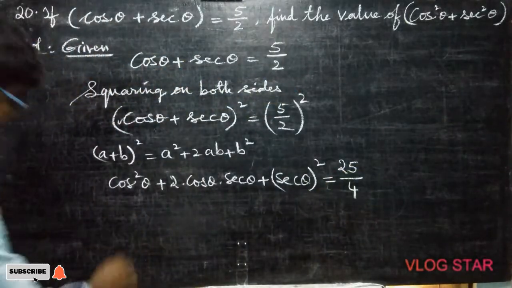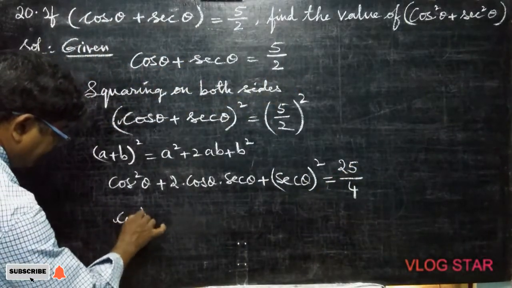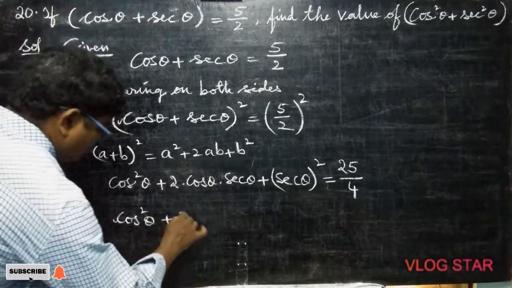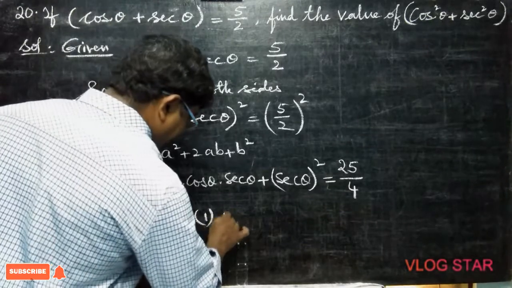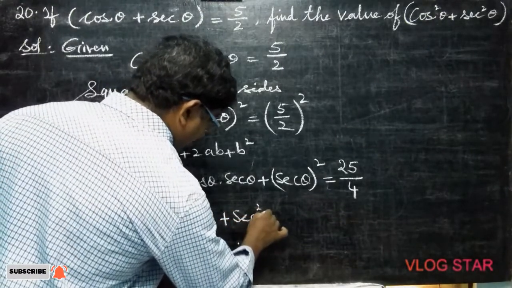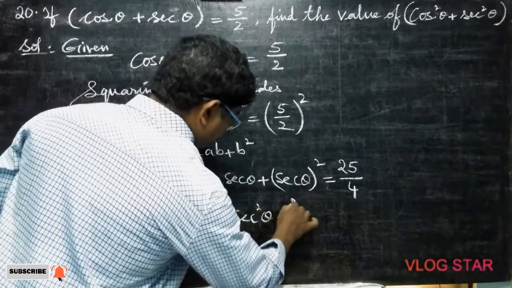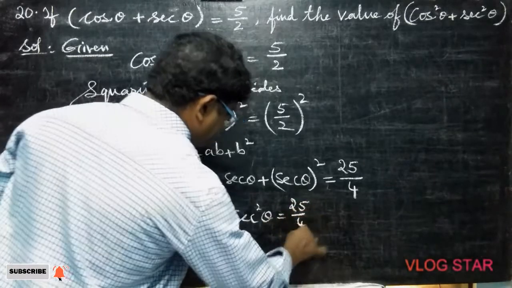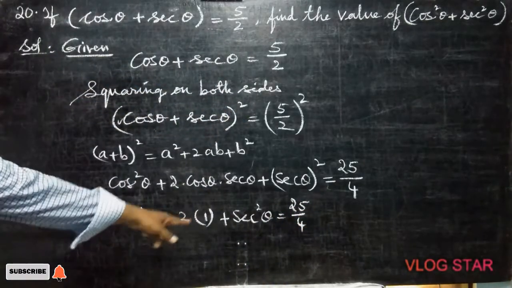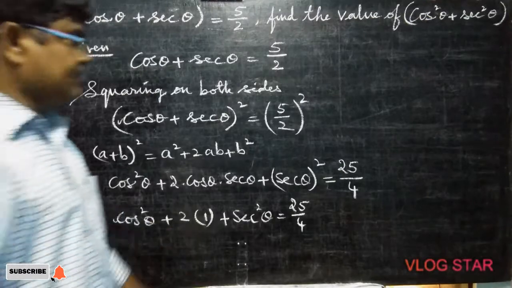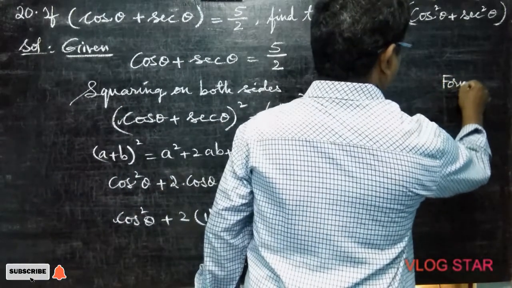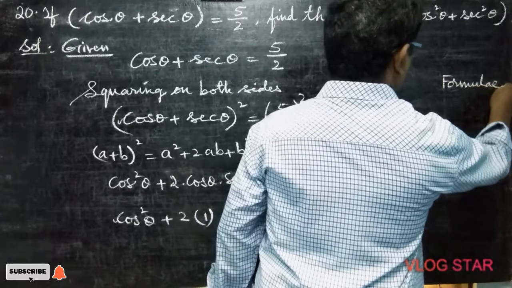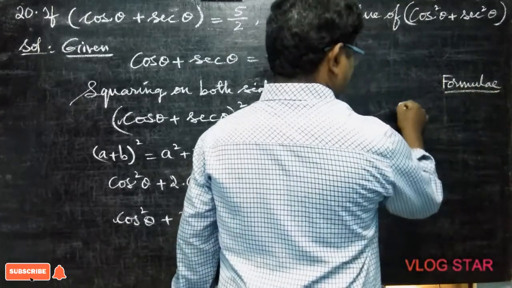Now all of you see, cos square theta plus 2 into 1. How you got that 1, I will explain. Plus secant square theta is equal to 25 by 4. Now I am going to explain about this 1. We have 3 formulae here. You have to learn them by heart. What are those 3 formulae?